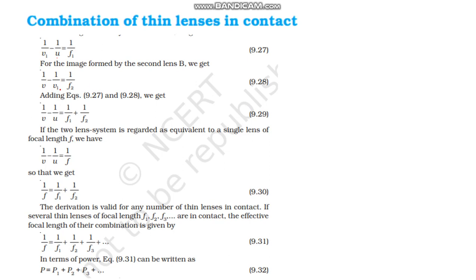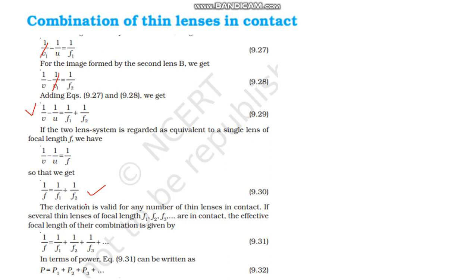If you add these two, the 1 by V1 and 1 by V1 get cancelled. So finally you are left with 1 by V minus 1 by U on the left, and on the right hand side 1 by f1 plus 1 by f2. Imagine they both have a single focal length f. We can write it as 1 by f is equal to 1 by f1 plus 1 by f2. This is the combination of lenses. So what is 1 by f1? It is the power of lens 1. 1 by f2 is the power of lens 2. Add these two powers, you get the total power.